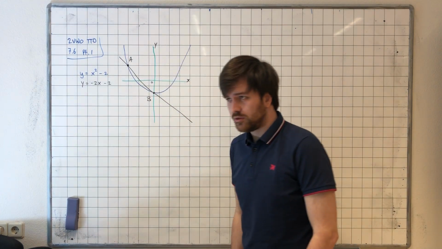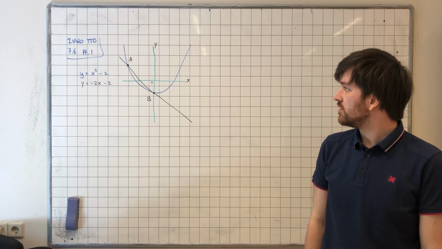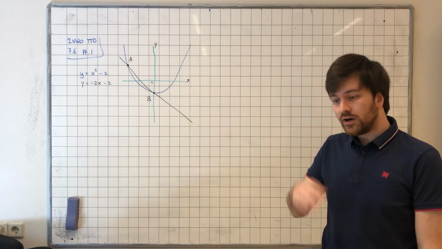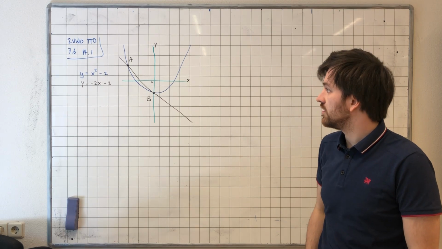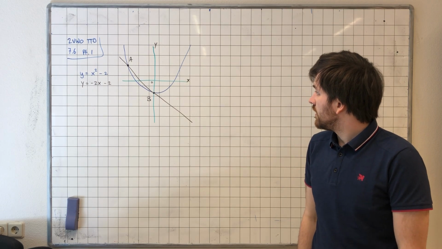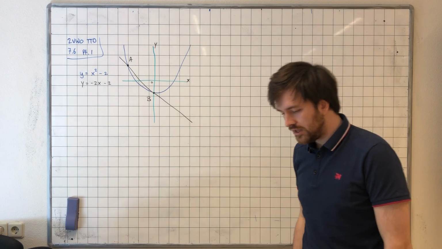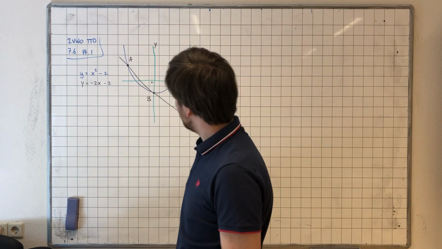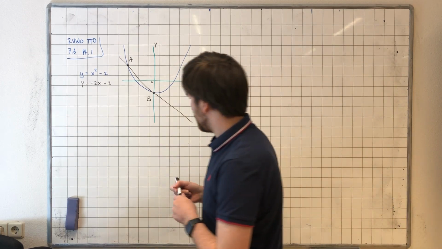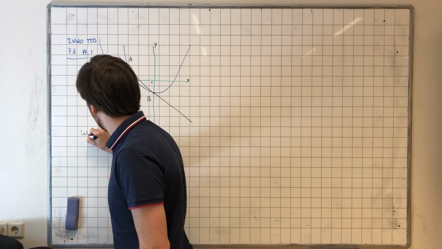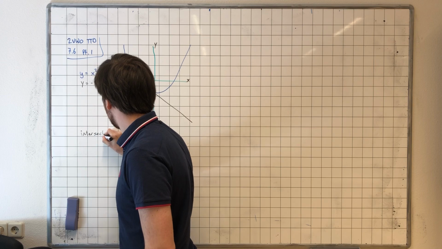Paragraph 7.6 is one of the most difficult ones in chapter 7. It's about actual applications of the quadratic equations, and this is one of the first ones. There will be two videos on this paragraph. This first one is about intersection points.